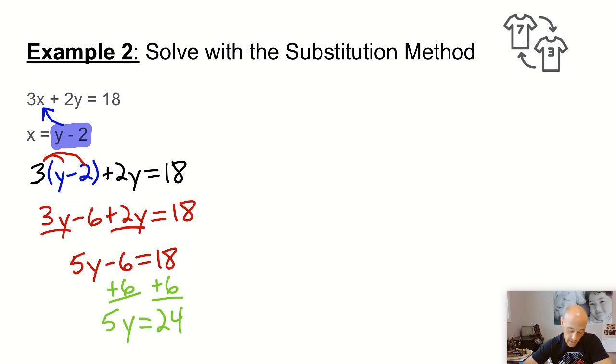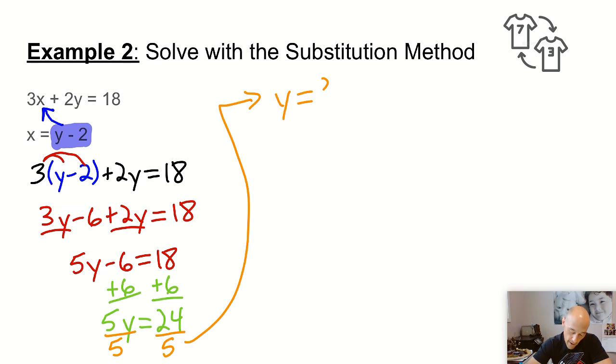Since 5 is multiplied by y here, the inverse operation of multiplying by 5 is dividing by 5. So we have y is equal to 24 over 5. And that's a fine way to have a number. It's an improper fraction, but generally I don't mind it. We could rewrite it. 5 goes into 24 4 times with 4 left over, so it's 4 and 4/5.